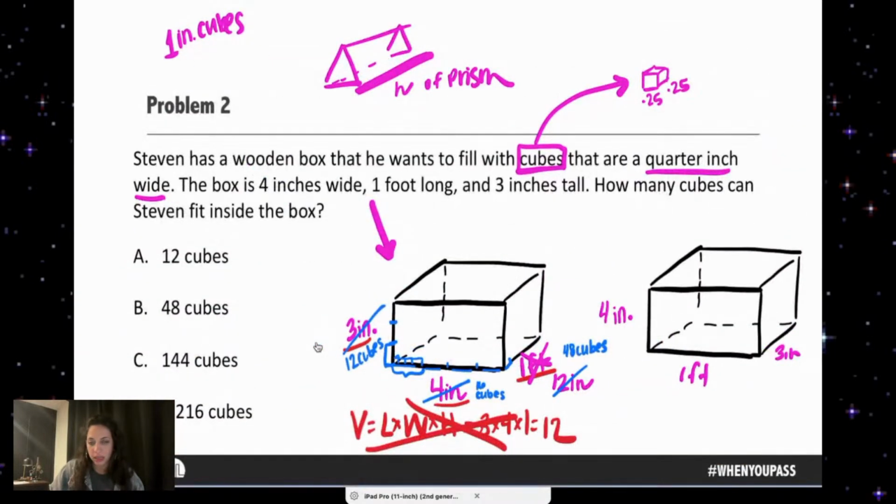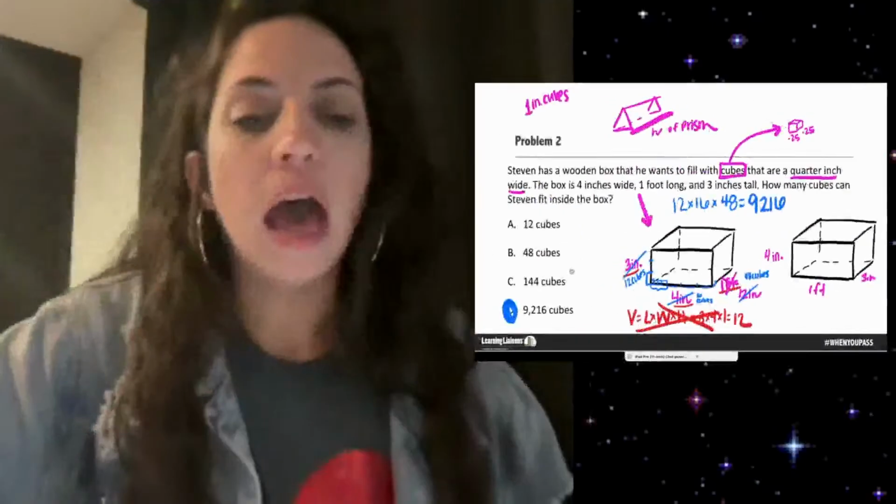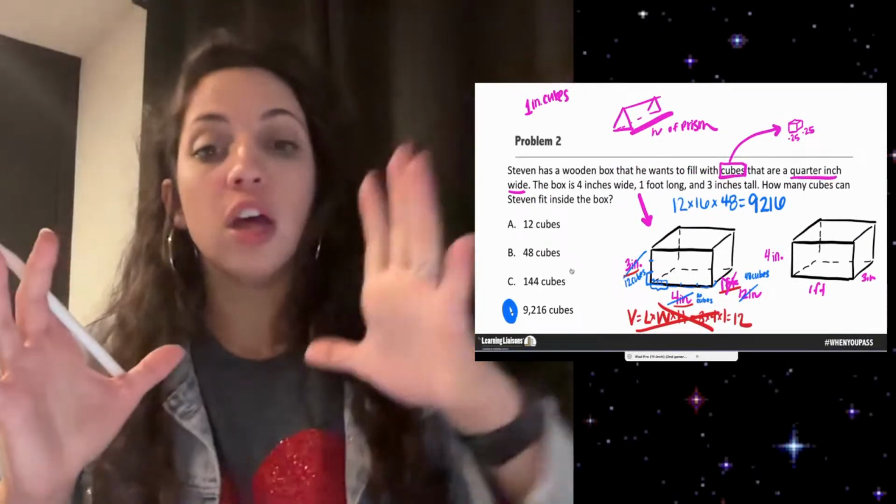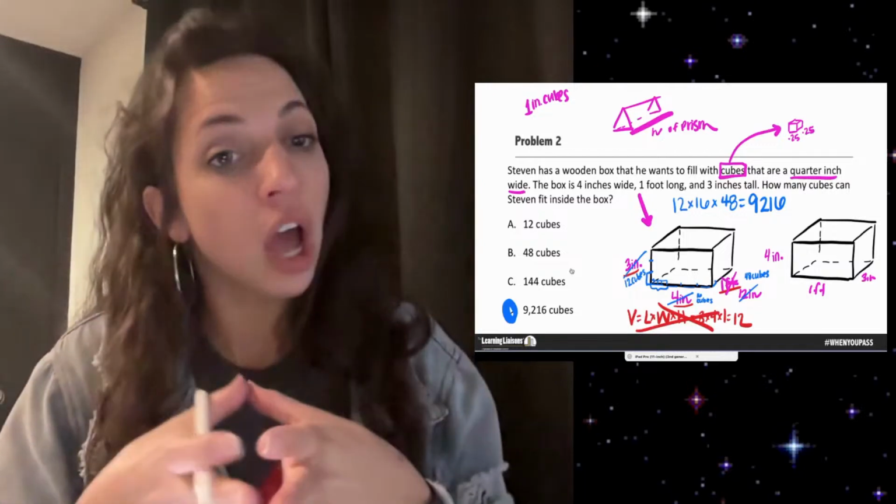Now I can do length times width times height. 12 times 16 times 48 will tell me how many cubes I have. 12 times 16 times 48, 9,216.